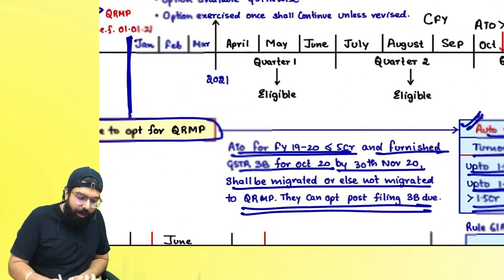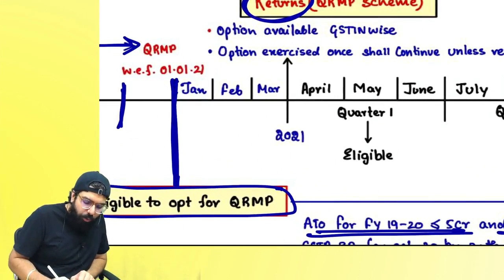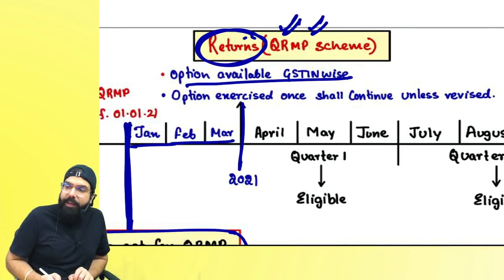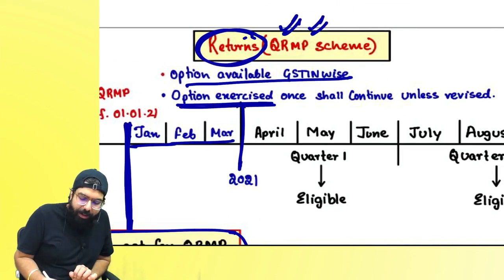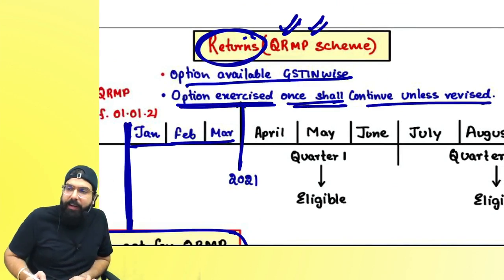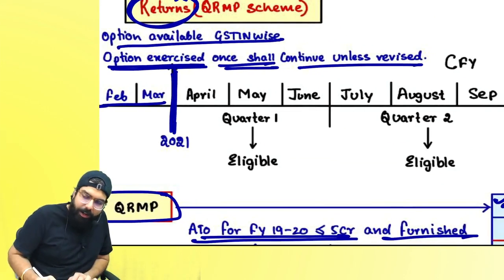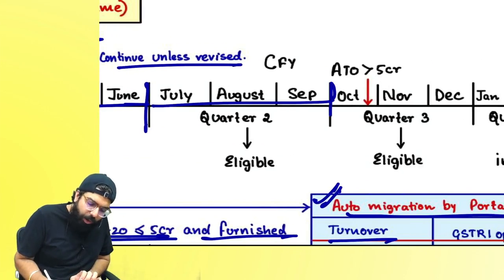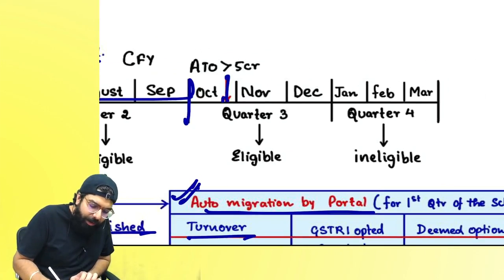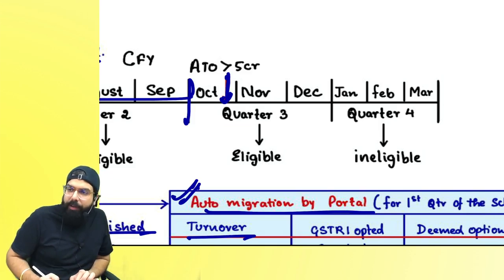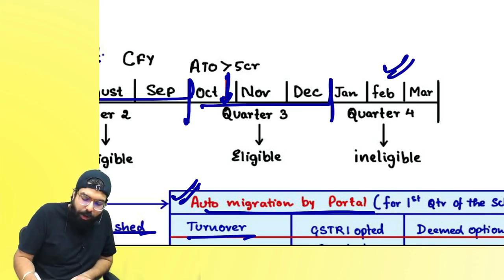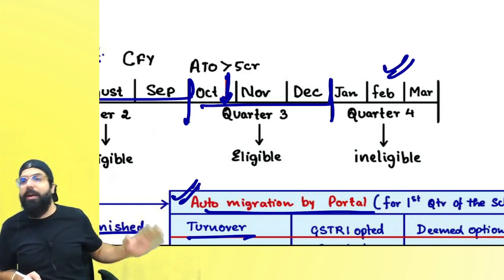Are we clear, everyone? Then, sir, for the first quarter, January, February, March, if you are under the QRMP scheme, always remember one thing: the QRMP scheme is available GSTIN-wise, and the option once exercised shall continue unless it is revised. This quarter you are under QRMP, next quarter you will be under QRMP, again next quarter you are under QRMP, but supposing one fine day you cross 5 crore rupees, in that quarter in which you cross 5 crore you will be eligible, but from the next quarter onwards you are ineligible.